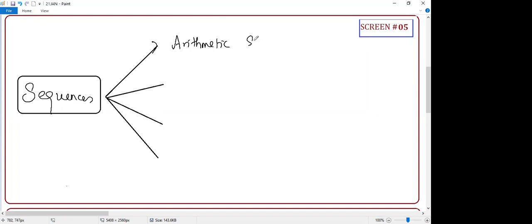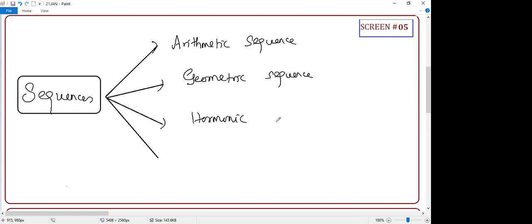Arithmetic sequence and geometric sequence and harmonic progression or harmonic sequence. People use, instead of arithmetic sequence, arithmetic progression also. Please remember, both of them are the same, student. Don't think at any time they are different, okay? Because that's why they call it AP, not AS.